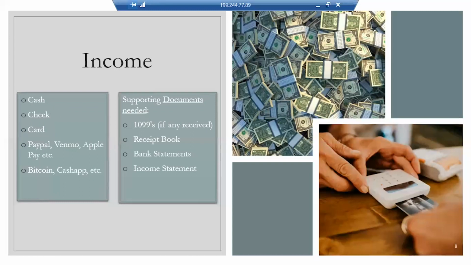Okay, so the next category is income, and this is a big one. I really just have one slide to talk about it, and it seems like a no-brainer, but the tax preparer or CPA is going to need to know what income your business took in. We need to know if you took it in by cash, check, or card, and you'll notice I have PayPal, Venmo, Apple Pay, Bitcoin, and Cash App on here now.